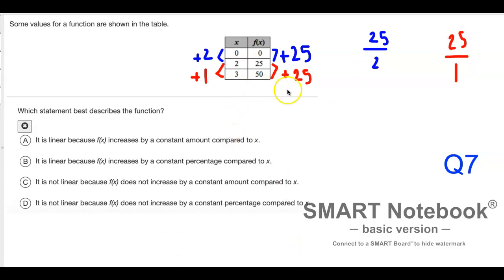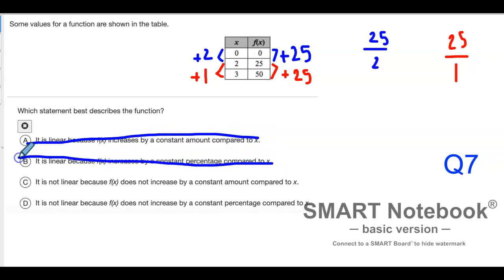To get from 25 to 50, we add 25. So the change in y is 25. But then to get from 2 to 3, we just add 1. So there our change in x is 1. So 25 over 2 and 25 over 1, those aren't the same. So here we can see that we don't have a constant rate of change, which means this graph is not linear. So right away, we know that A and B are not the correct answer. It cannot be A or B, because A and B both say that this table would represent a linear function, which we know that it doesn't.